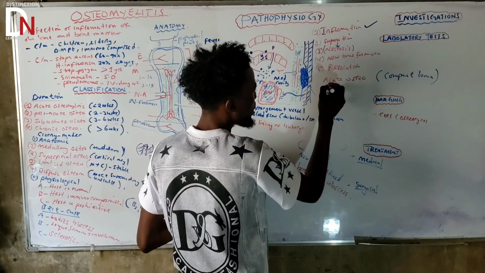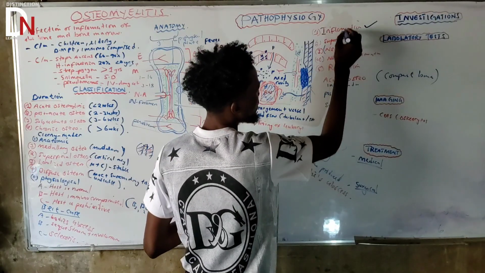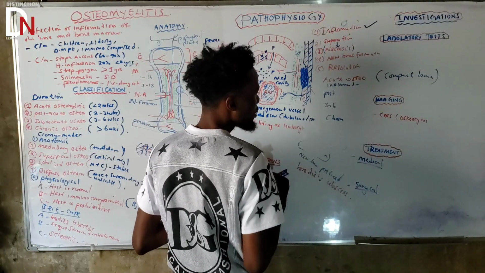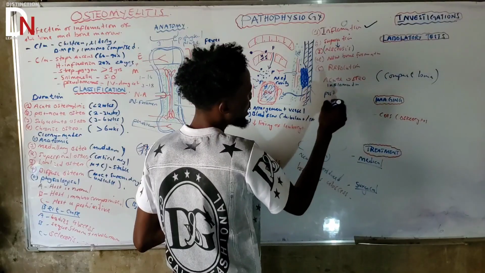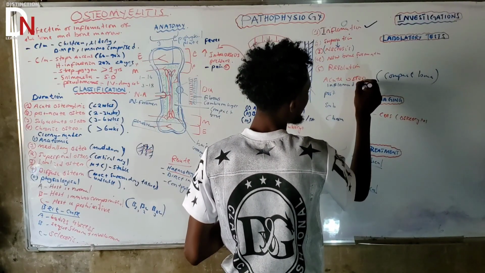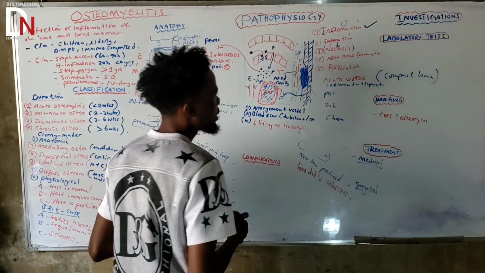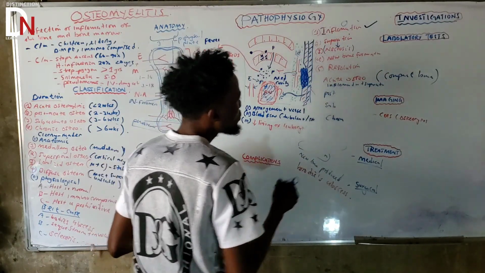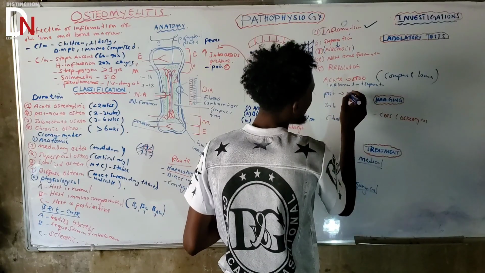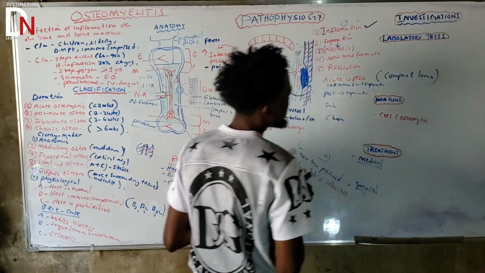Acute, what you can see is just inflammation. So this is what you can see for acute, inflammation. Okay, post-acute. Although here you are going to see inflammation and suppuration, under post-acute what you can really see is suppuration. Okay, you can see suppuration there.